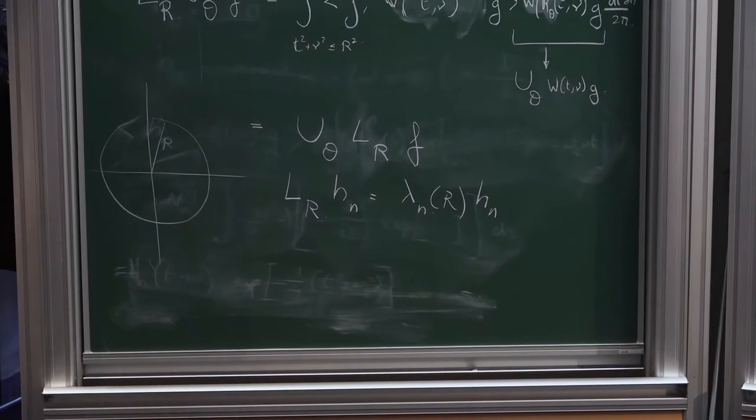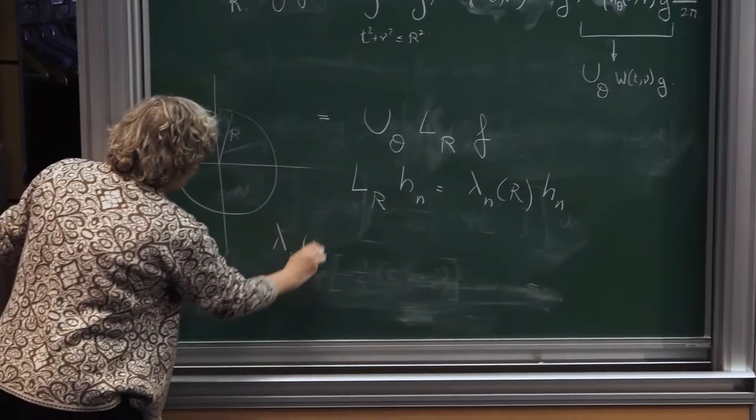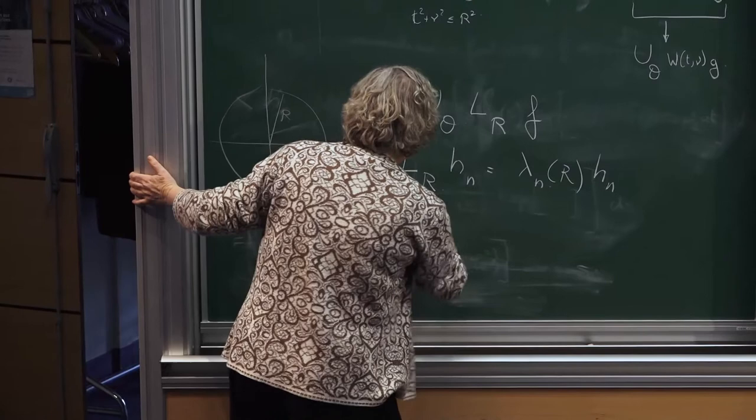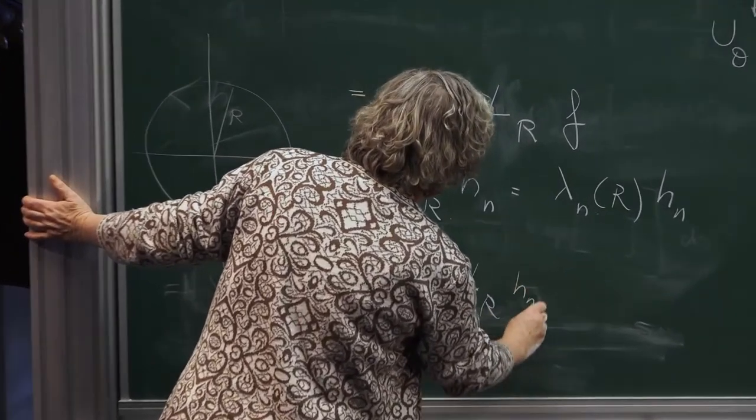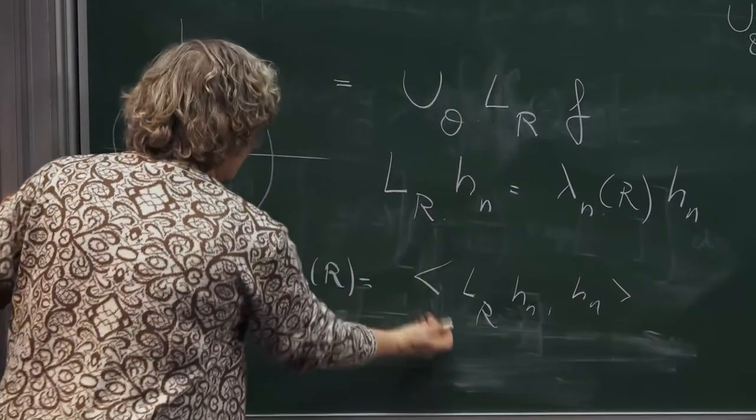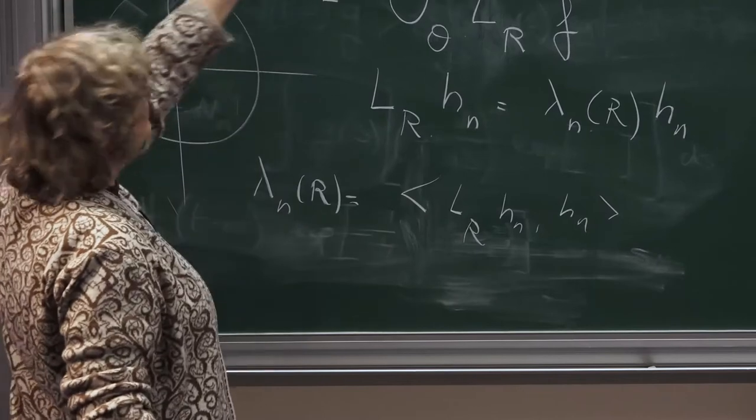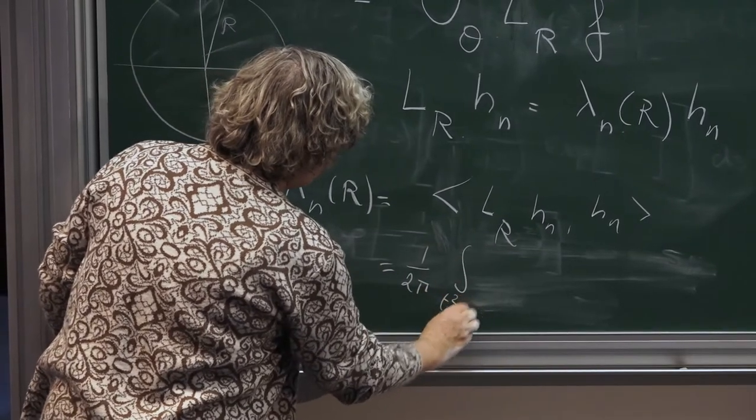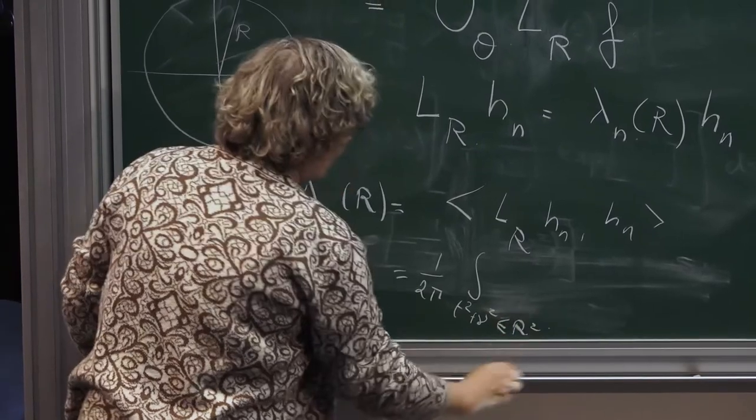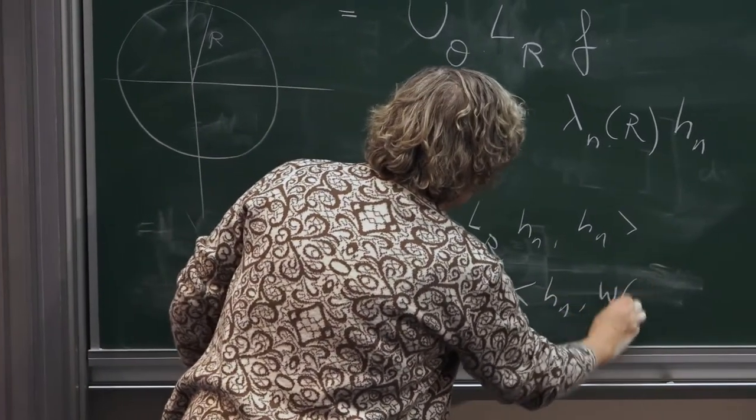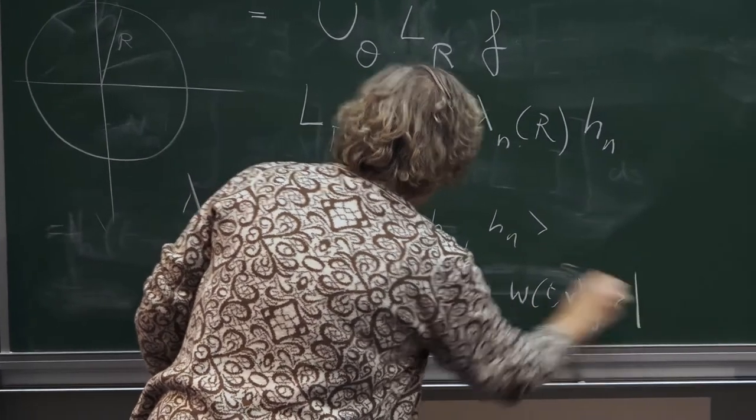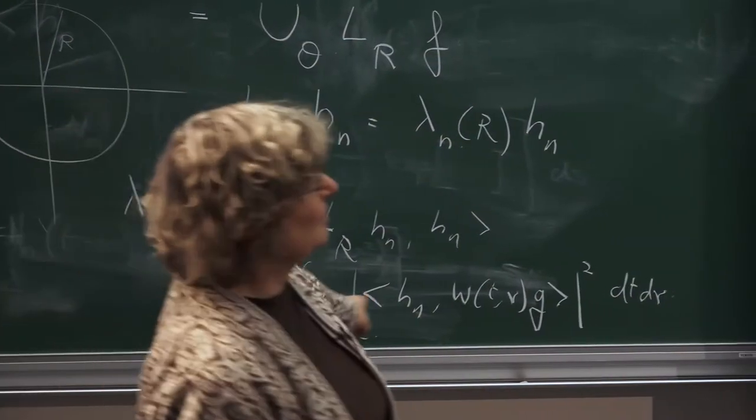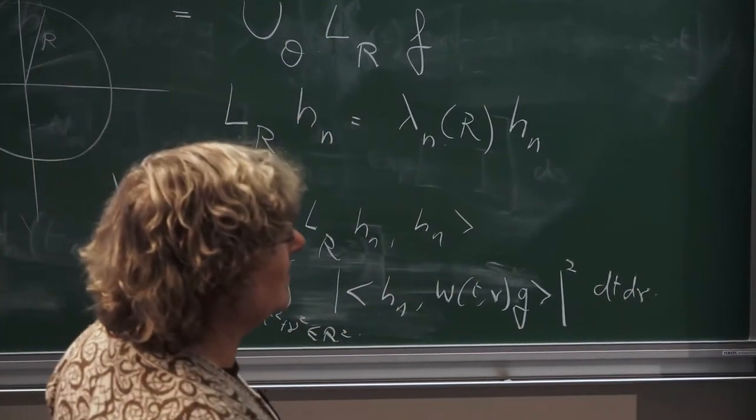And you can actually find the eigenvalues very simply because lambda_n(R) is going to be the inner product of L_R h_n with h_n. And by the definition of my L_R, this is going to be 1 over 2 pi, the integral over t squared plus nu squared less than r squared of the absolute value of the inner product of h_n with w_{t,nu} g, squared, dt d nu. And we know exactly what that is, because we did compute it somewhere else, and with a bit of luck, I may not have erased it yet.